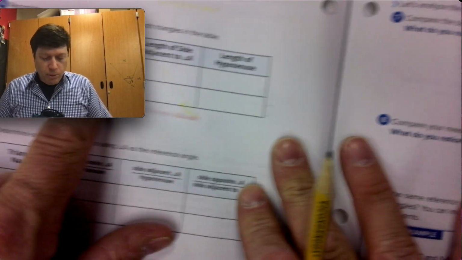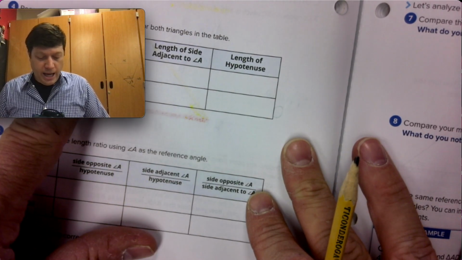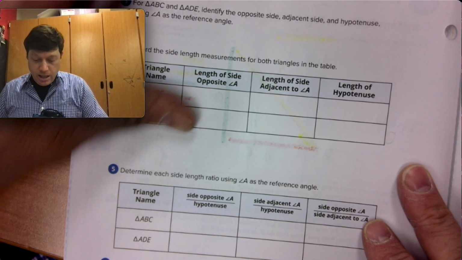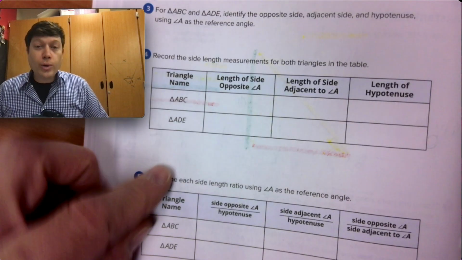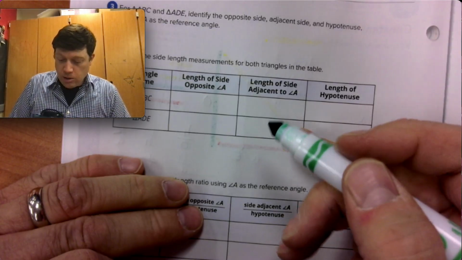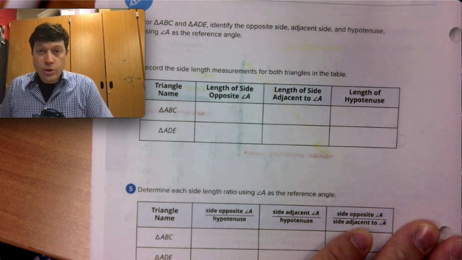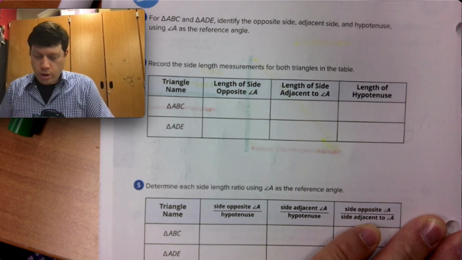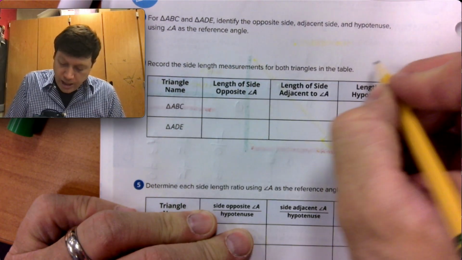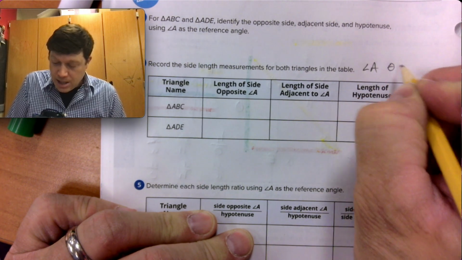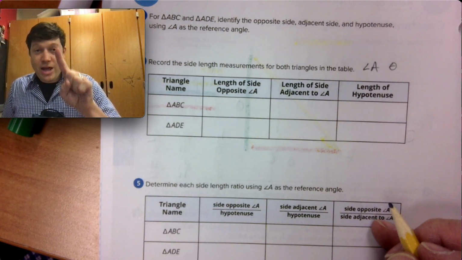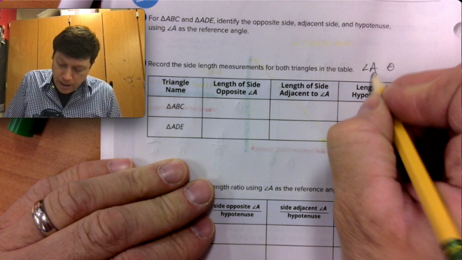I'm going to label the side opposite angle A. So we labeled that side, and I'm using green for the side opposite angle A. Honestly, though, you should do that in this order. So I'm going to break from the way the table is written. You should, first of all, identify angle A as the reference angle. And then you first find the hypotenuse.